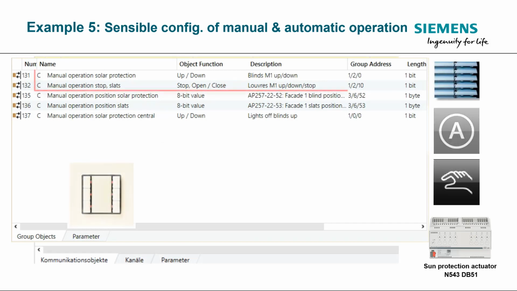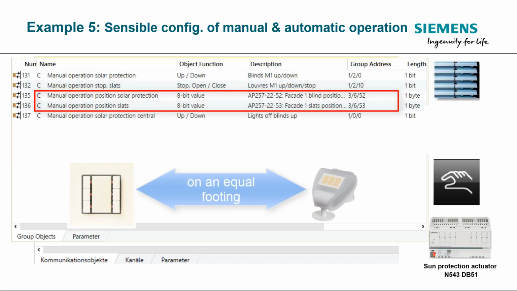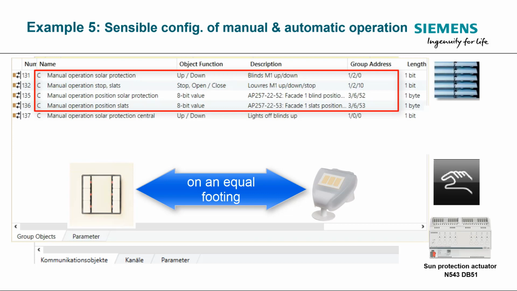If the 8-bit objects were connected to the weather central in this configuration, manual control and facade automation would have equal rights. As soon as the weather central sends new telegrams for positioning, a previously made manual control would be undone.